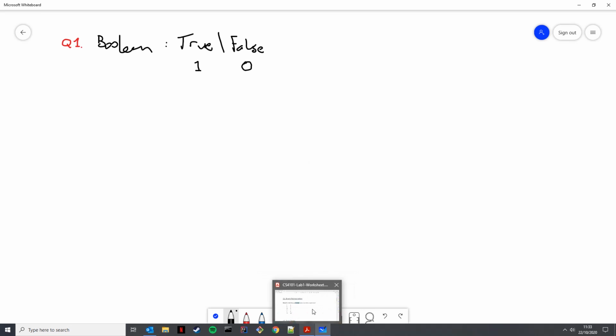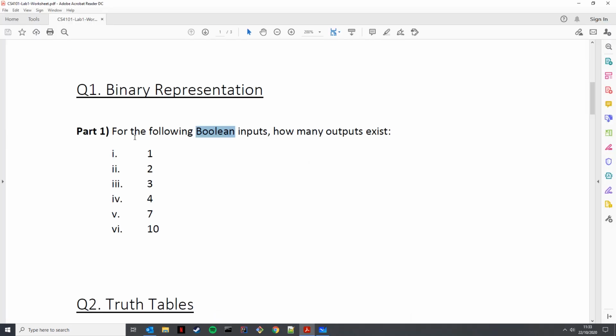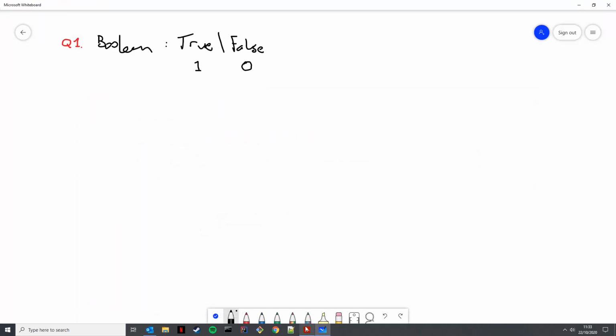Let's take a look at our question. For the following Boolean inputs, how many outputs exist? So if we have one Boolean input, let's say 5. So our Boolean input is x. Our only options for that input, it can be 1 or it can be 0. So how many outputs can I have? How many available? So we have 2 options.